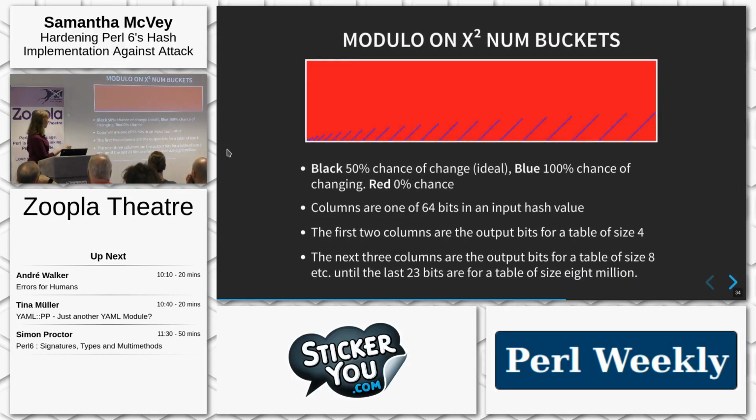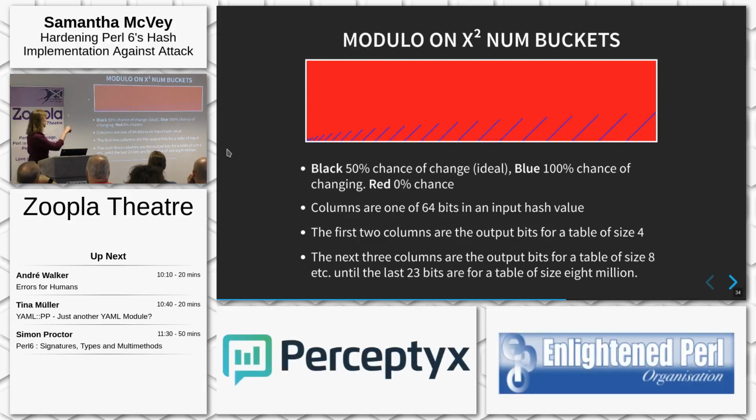So let's look at a graph. Blue is a 100% chance of the hash value changing. The columns are each of the 64 bits in the input hash value, and the first 2 columns are the output bits for table size 4.